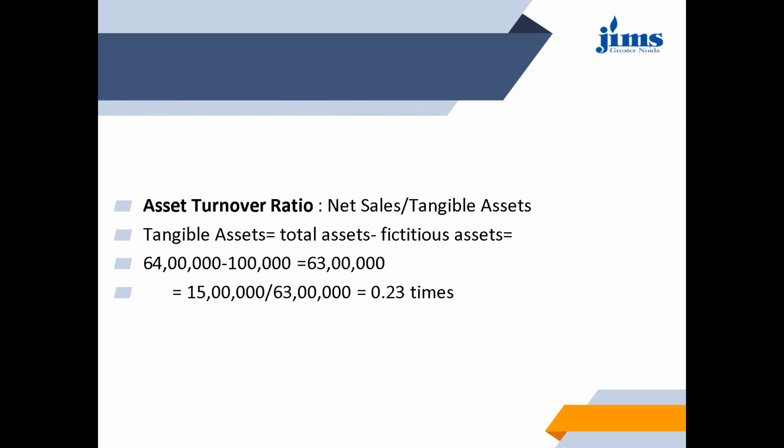Now next is asset turnover ratio. Asset turnover ratio is the ratio between net sales and the tangible assets. Tangible assets means all the assets of the firm, leaving the fictitious assets. So total assets in the question is given as 64 lakh. We can deduct fictitious assets 1 lakh. So we'll get the tangible assets. So current assets and the fixed assets are the tangible assets of the firm. Sales we have already given 15 lakh divided by tangible assets 63 lakh. So 0.23 times is the asset turnover ratio.